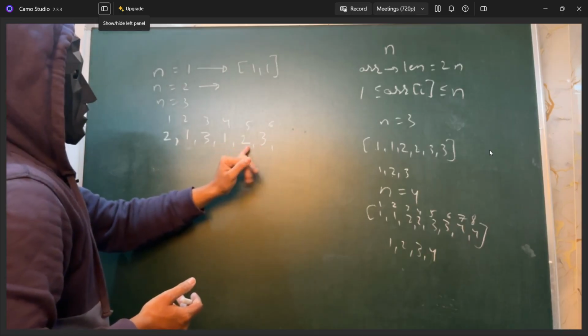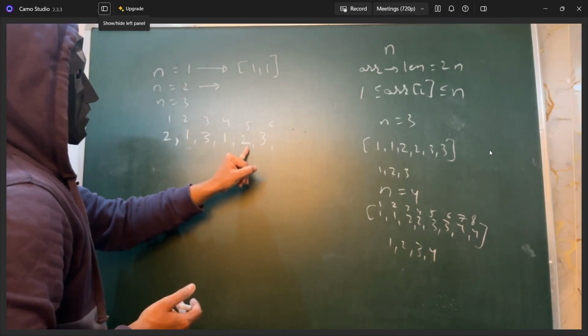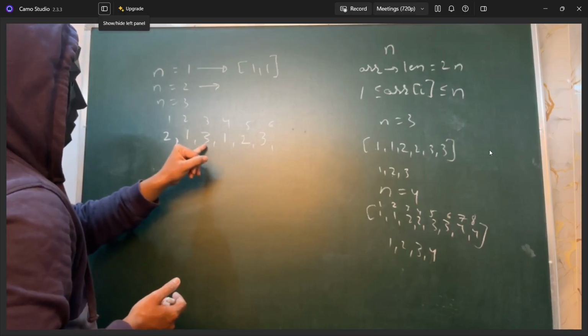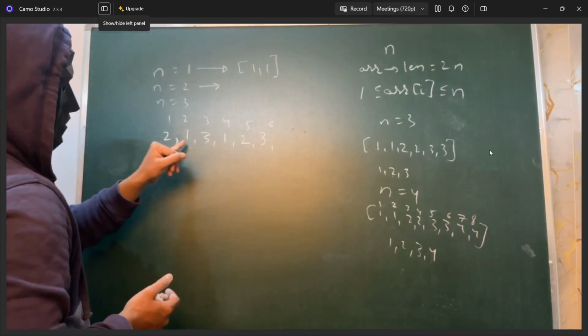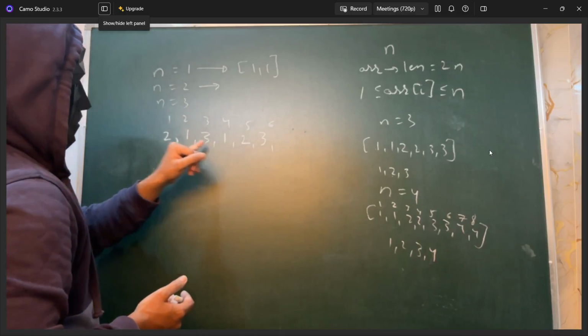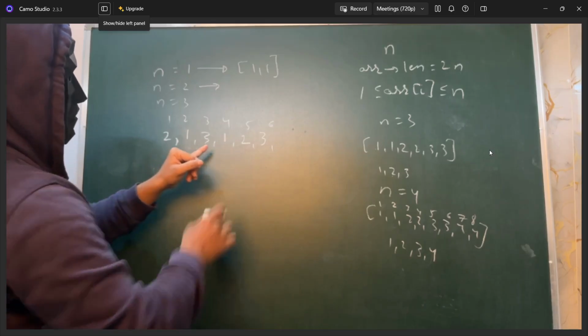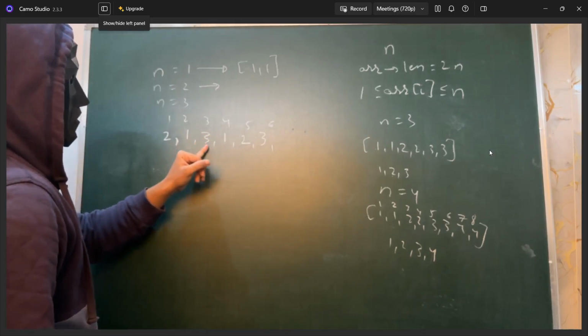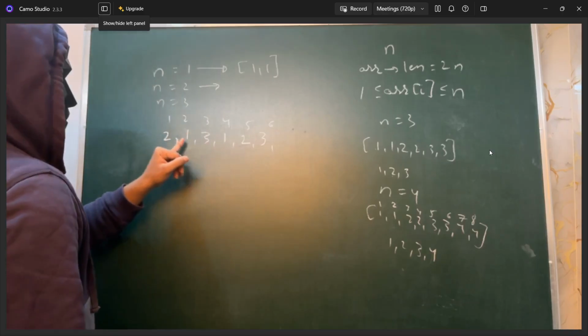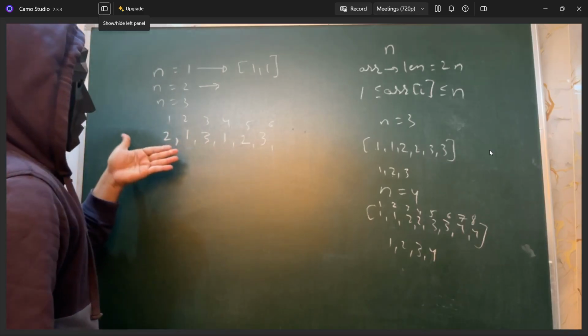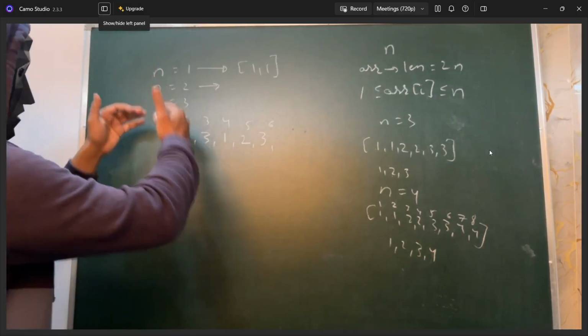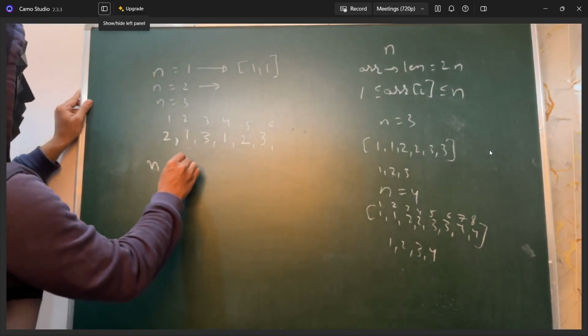Then I took 2, and whenever I took 2, that was clashing with this index. So that's why again I moved on. Since I placed it, 2 2s are placed. Now I took 1, at a distance of 1. This was clashing, and here it was free, so I placed it. So this is one of the valid arrangements. I'll be taking n equal to 4 next, then you'll still understand.